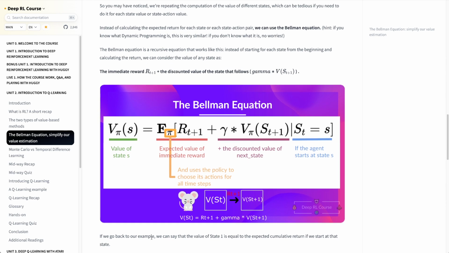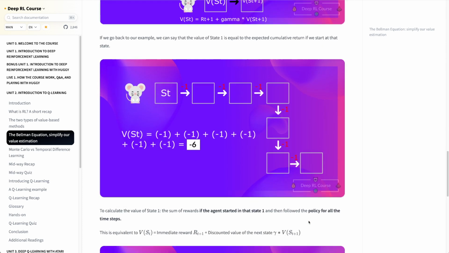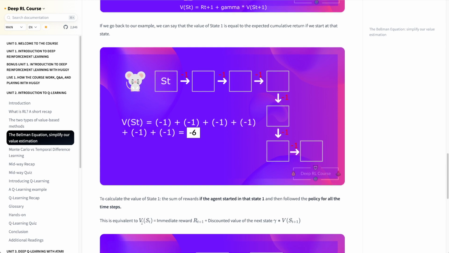If we go back to our example, we can say that the value of state 1 is equal to the expected cumulative return if we start at that state. So to calculate the value of state 1, the sum of rewards if the agent started in state 1 and then follows the policy for all time steps, this is equivalent to the value of the state equals the immediate reward r t plus 1 plus the discounted value, gamma times the value of this next state.